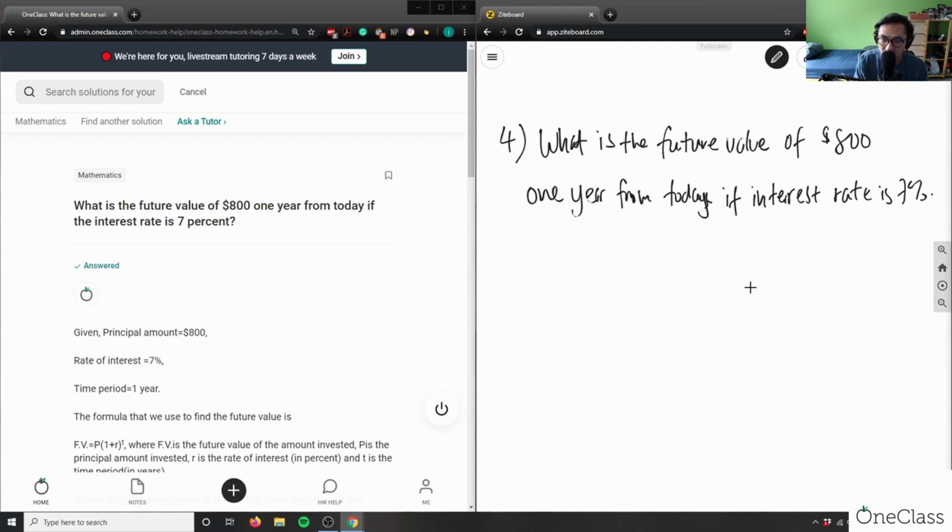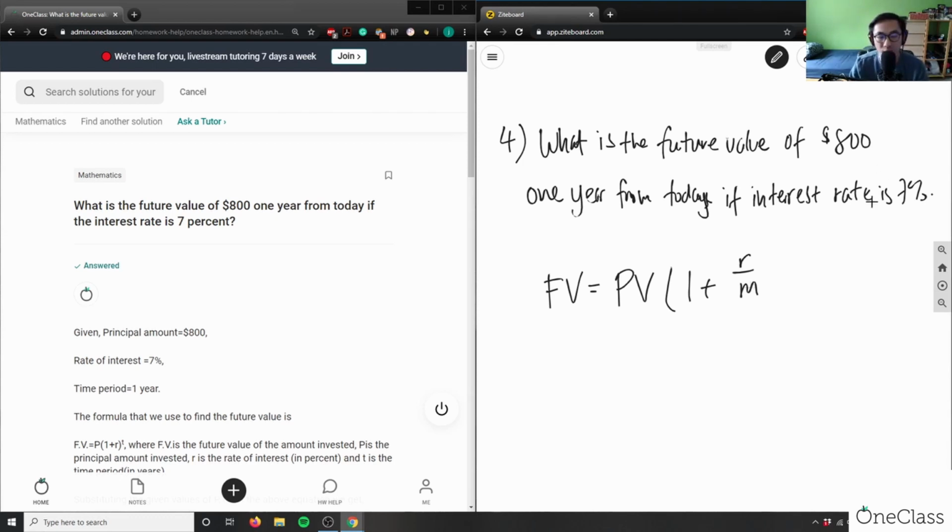But through a formula sheet, what you would have gotten is that this formula is FV for future value equals the present value, so PV, or you can say principal amount, times 1 plus R over M, where R here is the annual interest rate, and M here is the number of periods based on compounding frequency. So it depends on how it's compounded. In this case, I think it's just 1 year, right? Because if it's bi-monthly or weekly or something, we would have to change this M value.